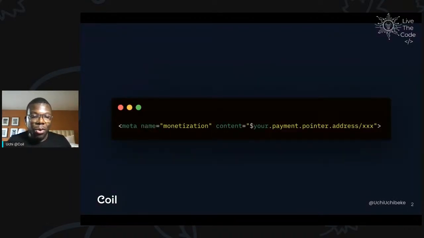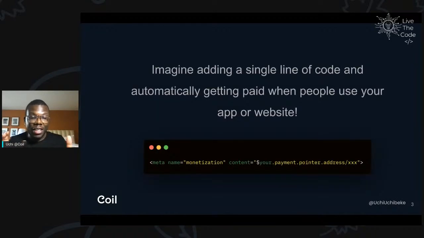When you see this line of code, what do you think about? Does this line of code look familiar to you? I know some of you might be thinking that it's an HTML meta tag, and definitely you're correct, right? But it's more than that. What if I told you that this line of code, adding this single line of code on your web app, would enable you to start earning in real time? So just think about that.